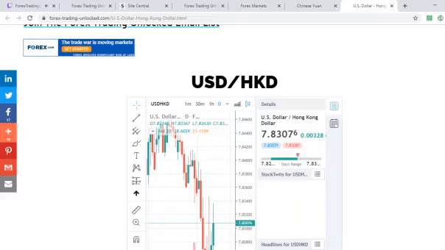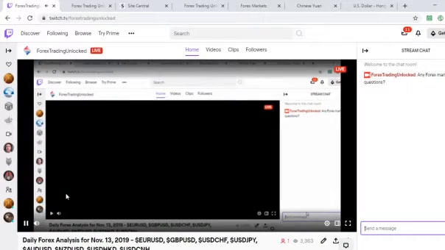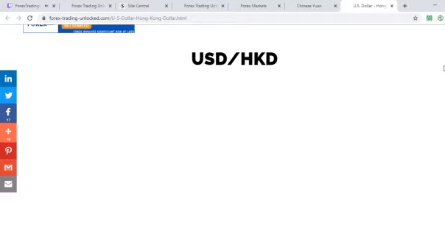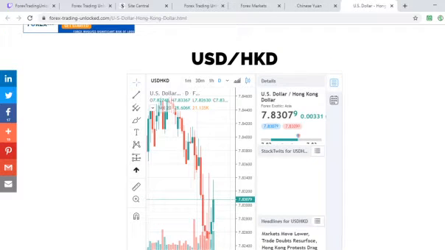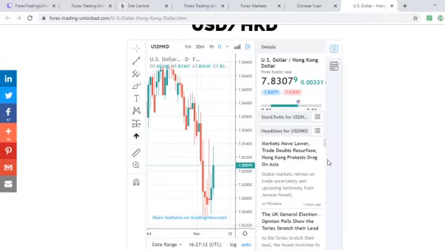We know that there's a lot of stuff going on in the news with them right now. So US dollar, Hong Kong dollar, we're all aware of the recent turmoil that's going on in Hong Kong, and obviously for headlines, markets move lower. Trade doubts resurface, Hong Kong protests drag on Asia. So you can see it right there.